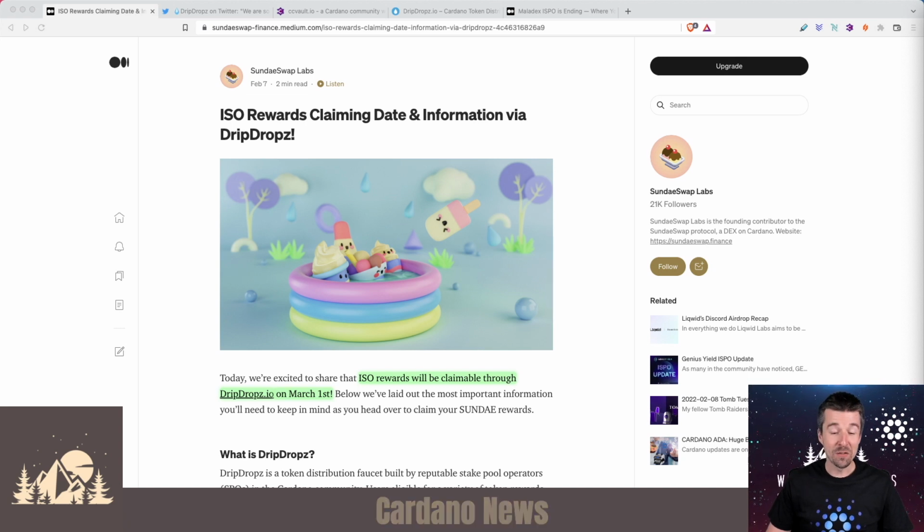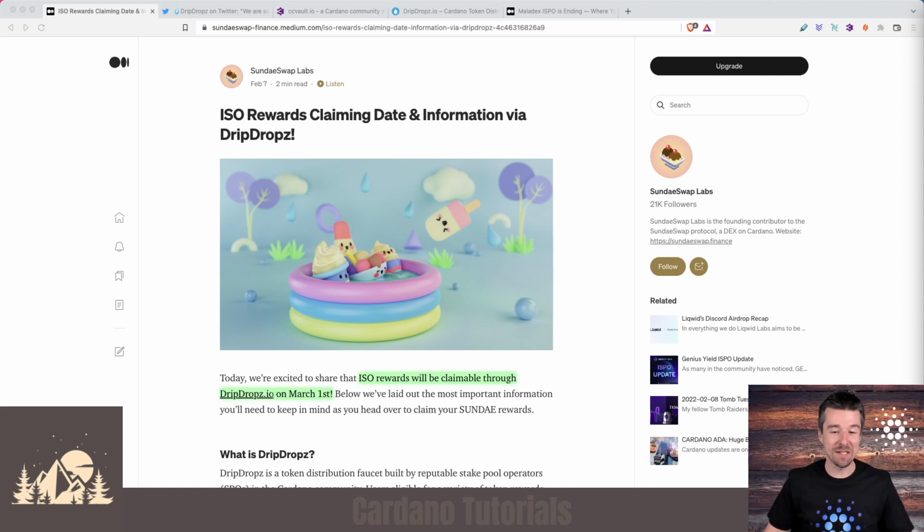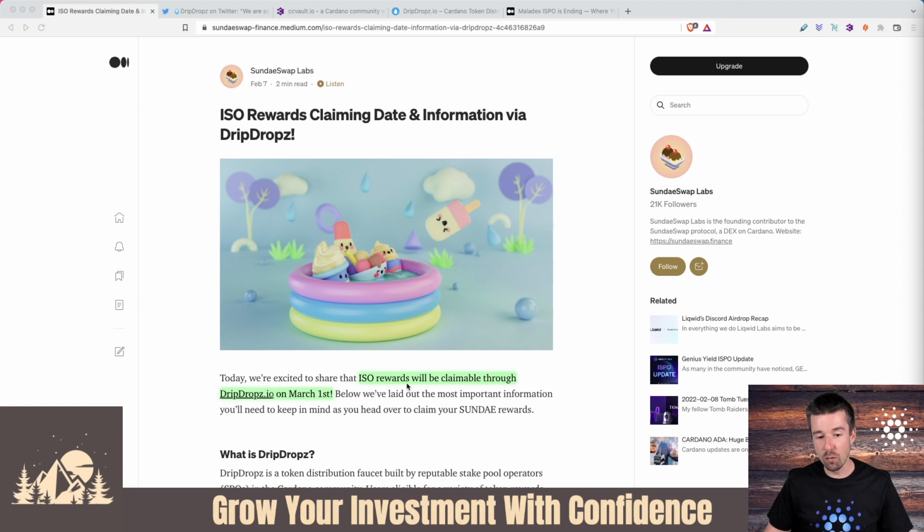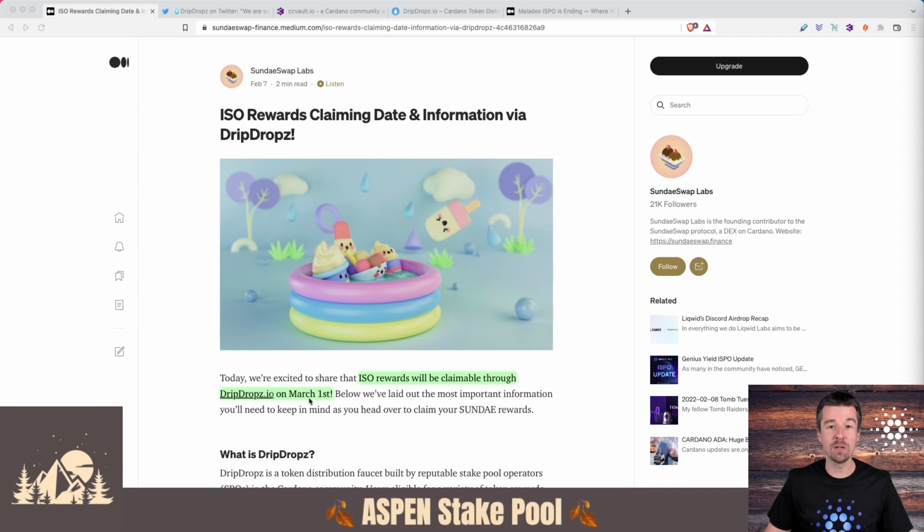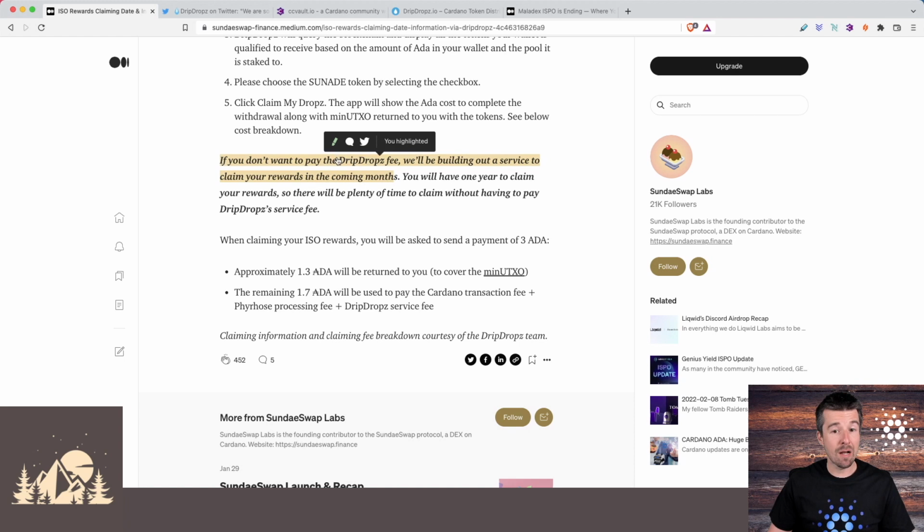Let's jump in. So this week, obviously the thing that everyone's most excited about is that SundaeSwap ISO rewards have been claimable since March 1st using DripDropz. If you don't want to use DripDropz or you don't want to pay the DripDropz fee, they're going to make out a service that you can use to claim your rewards in the coming months.